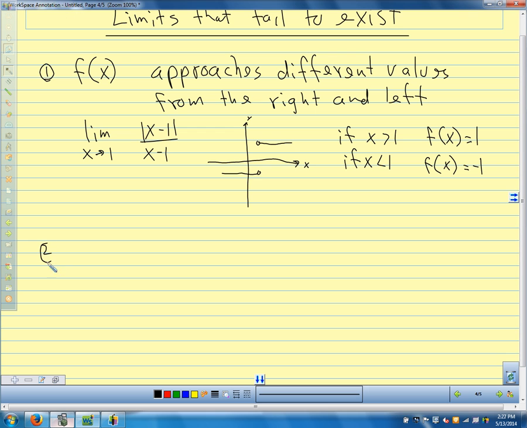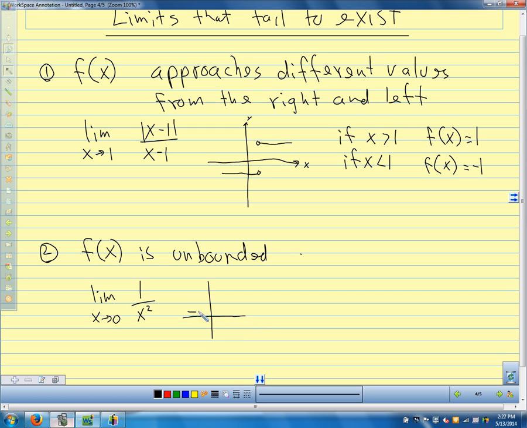Our second case of when limits fail to exist is when f of x is unbounded. The other way we say unbounded is increases without bound or decreases without bound, becomes arbitrarily large or arbitrarily small. An example of that would be the limit as x approaches 0 of 1 over x squared.